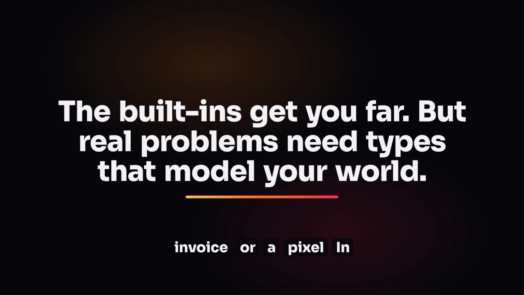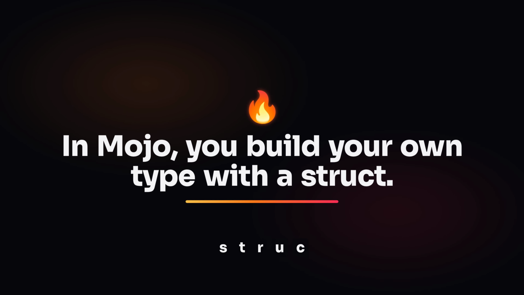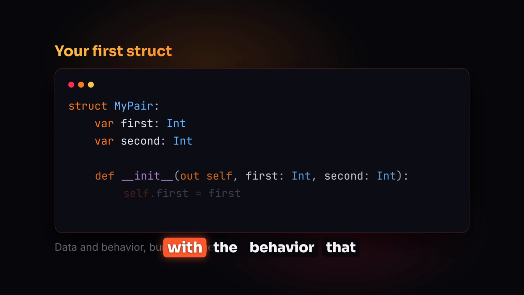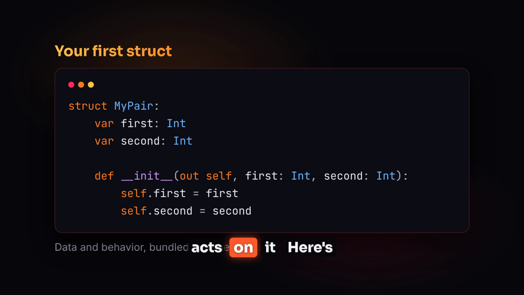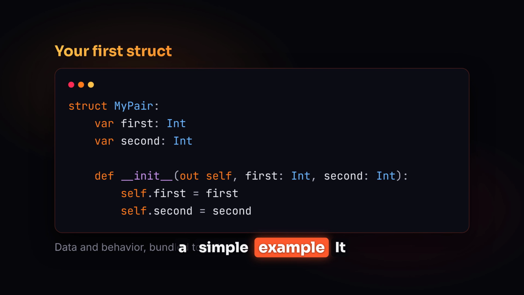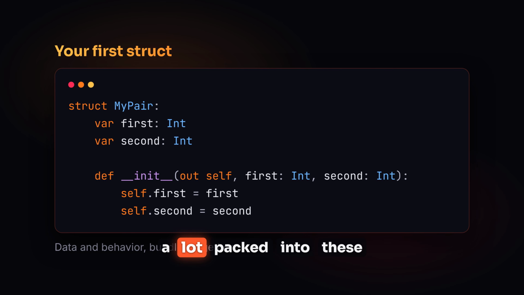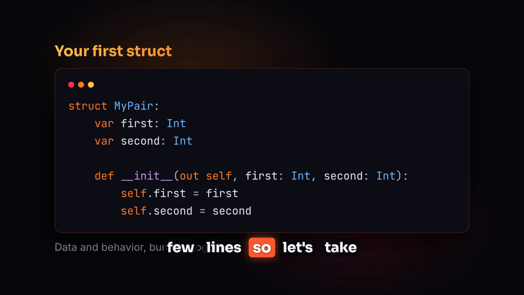In Mojo programming language, the tool to define your own type is struct, S-T-R-U-C-T. It bundles the data together with the behavior that acts on it. Here's a simple example, a pair of numbers. There is a lot packed into these few lines. So let's take them apart piece by piece, fields up top and a constructor below.